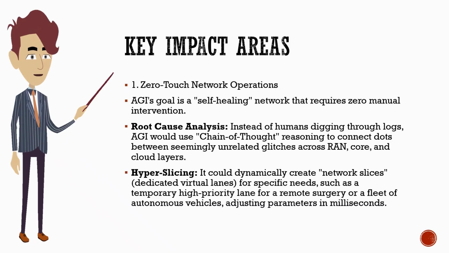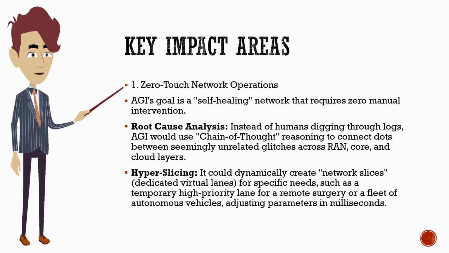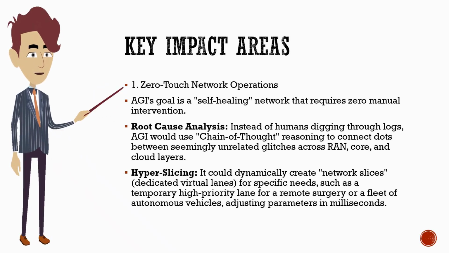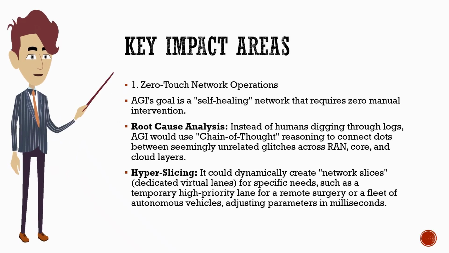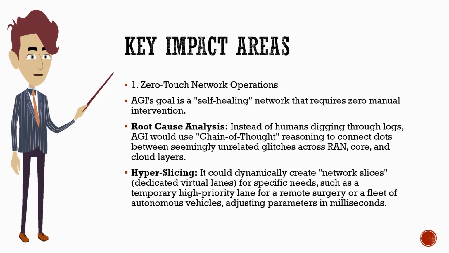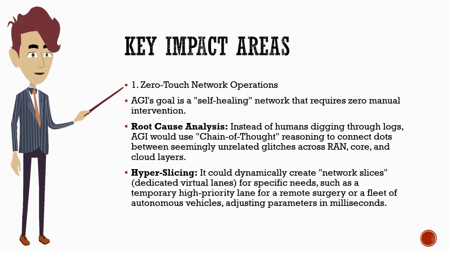Then again, hyper slicing. It could dynamically create network slices, dedicated virtual lanes for specific needs, such as a temporary high-priority lane for remote surgery or a fleet of autonomous vehicles, adjusting parameters in a millisecond. So rather than a human sitting and providing the data as per need, AGI can quickly change the bandwidth allocated as per need, within limits, and that can be considered one of the scenarios, right?